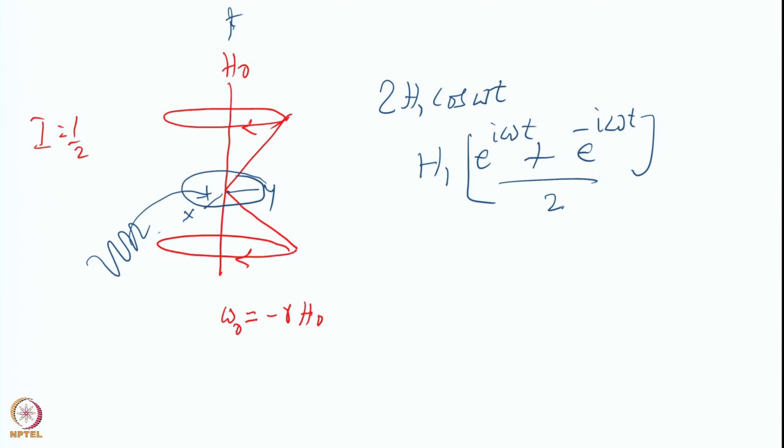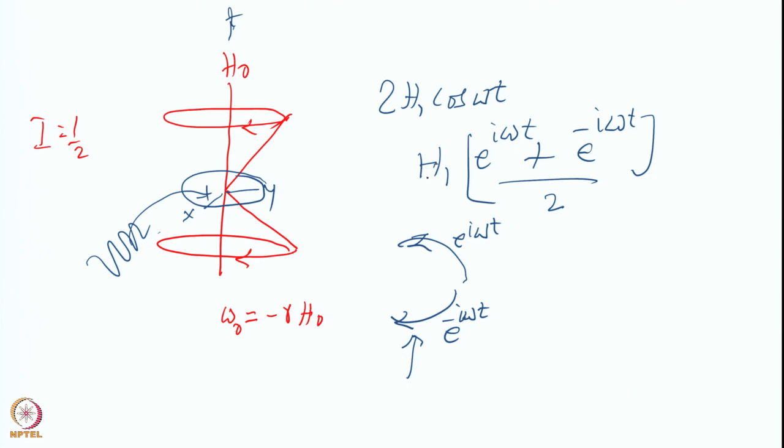So, what does this e to the I omega t mean? E to the I omega t means a rotation along this axis in this direction, and the other one is the rotation e to the minus I omega t, this is the rotation in this direction. Now, out of this which one do we consider? We consider the e to the minus I omega t because it goes in the same sense as your nuclear spins are precessing, okay. If you consider the e to the I omega t, it goes in the opposite direction, therefore, there is no time for the spins to interact with the RF. So, remember this H1 amplitude is the magnetic field.